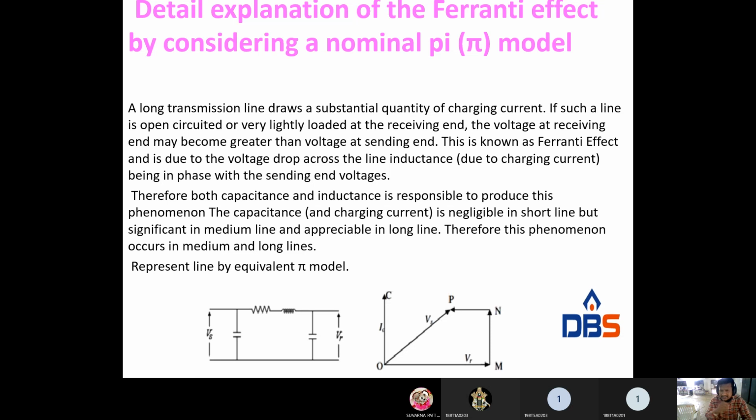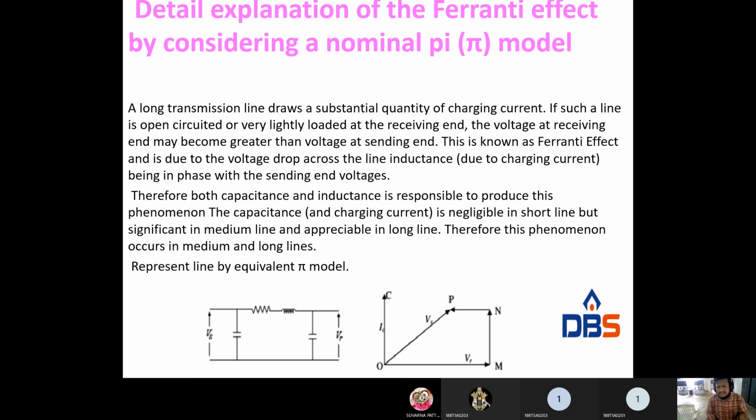Less than 80 kilometers, 80 to 160 kilometers, greater than 160 kilometers. Some textbooks say 80 to 150, some say 80 to 160, no problem. So medium, long transmission lines. In our JA syllabus, the performance of transmission is nothing but efficiency and regulation: calculation of efficiency and regulation for short, medium, long lines first.